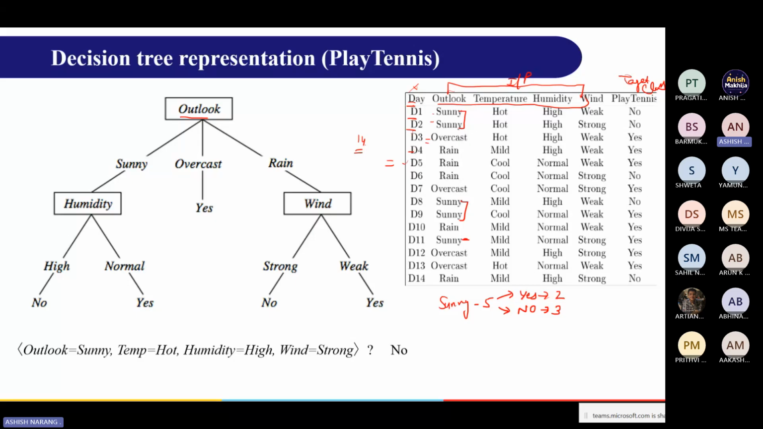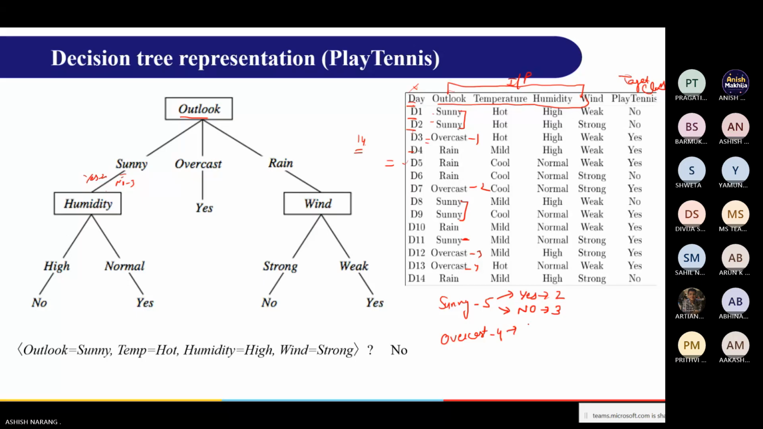So if I take this branch and I land up here, I know I have 2 records belonging to yes, 3 records belonging to no. So I don't have a proper division here. When I say proper division, let us look at overcast. How many records belong to overcast? 1, 2, 3, and 4. Can you see that overcast has 4 records?